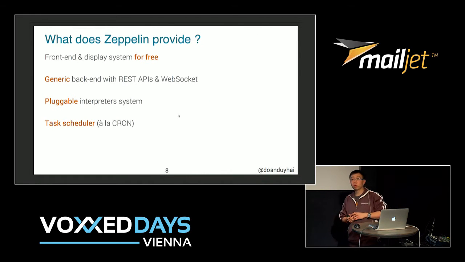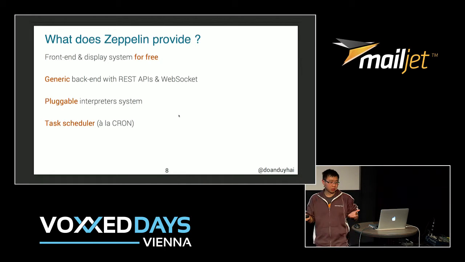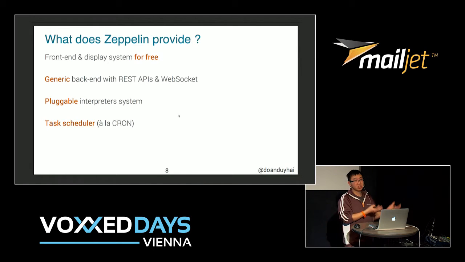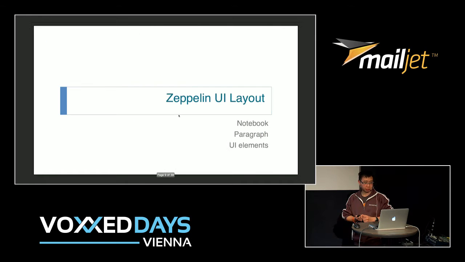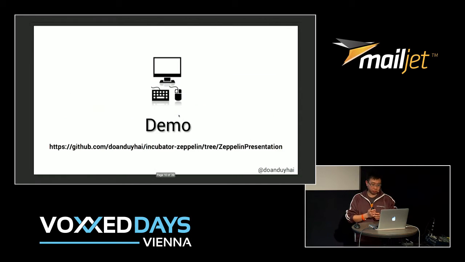So what can you have with Zeppelin? You can have a front end and a display system for free. You have a very generic backend. You can query with REST API and WebSocket. And you have a pluggable interpreter system we'll show later. Also, a very nice feature, you can schedule tasks with a cron system. So let's start presenting the Zeppelin layout.